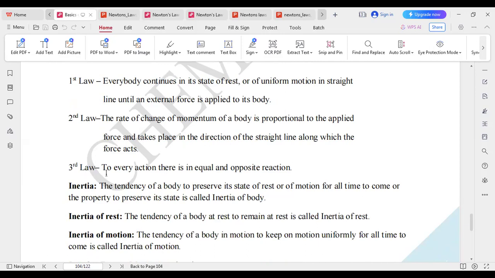Now the third law: to every action there is an equal and opposite reaction.